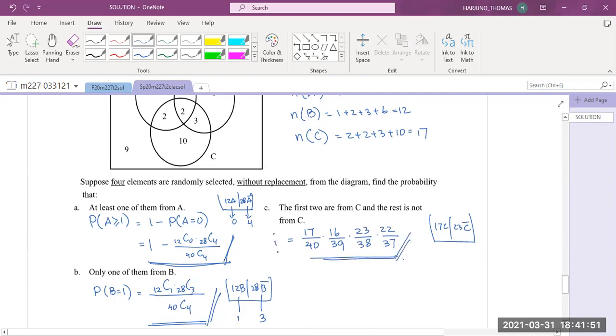Okay, now we can also do it this way though. If you see that, hey, do you know what? I can use permutation. That's 17 permute 2 times 23 permute 2 over 40 permute 4. Yeah, these numbers will give you exactly the same number as up there.